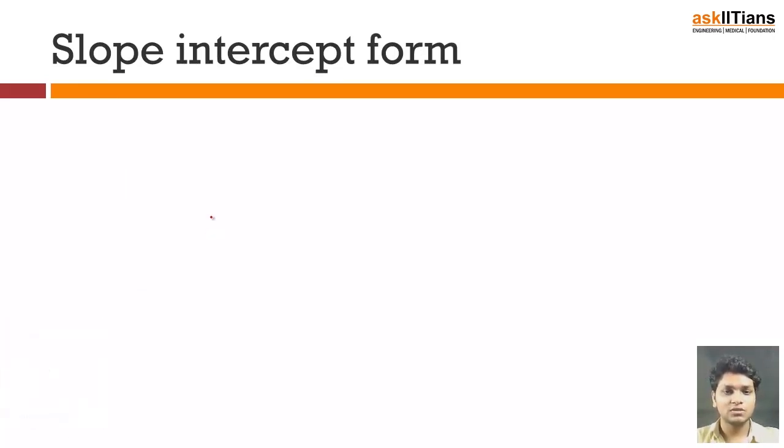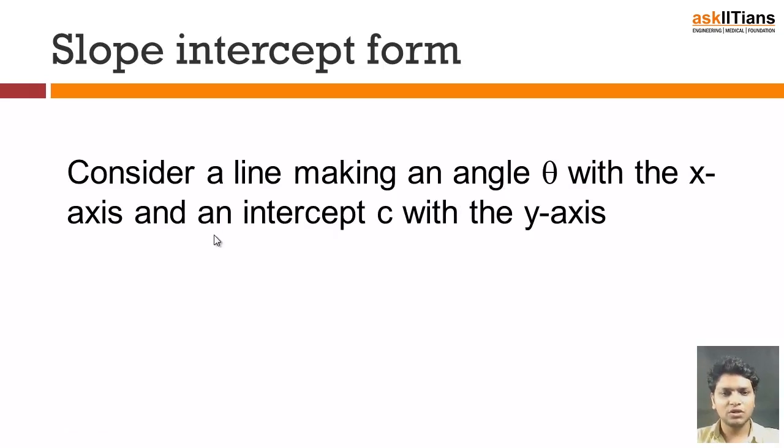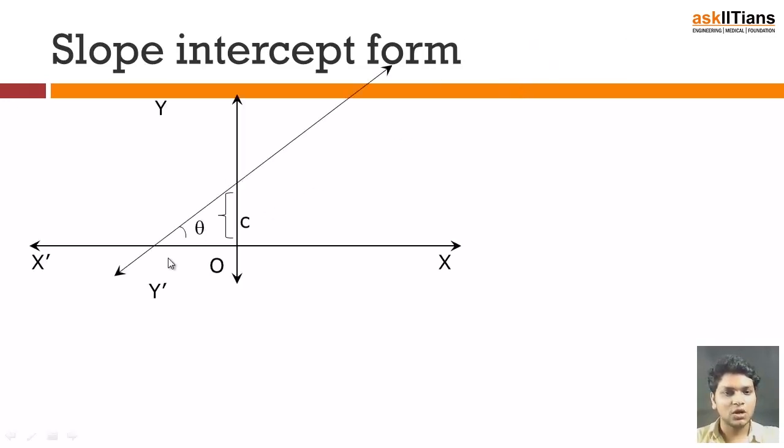The first one is the slope intercept form. In this we have to consider a line making an angle theta with the x-axis and an intercept on the y-axis. What I am saying is that I have a line which is making an angle theta with the positive direction of the x-axis and has an intercept of c on the y-axis. This is how the line is going to look. This is angle theta which it is making with the positive direction of the x-axis, in the anti-clockwise sense. So this will come inside the tan argument. So tan theta, m, is the slope.